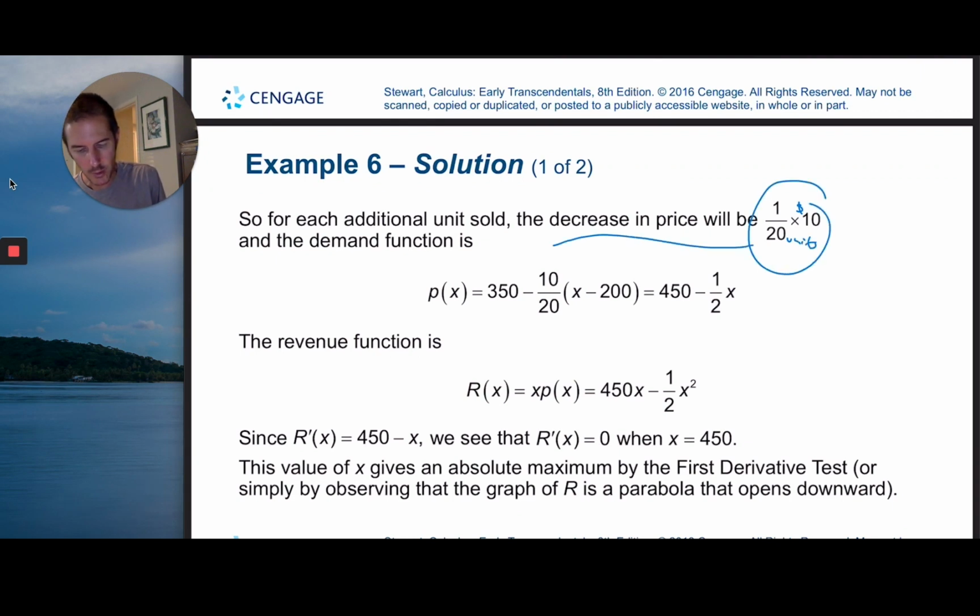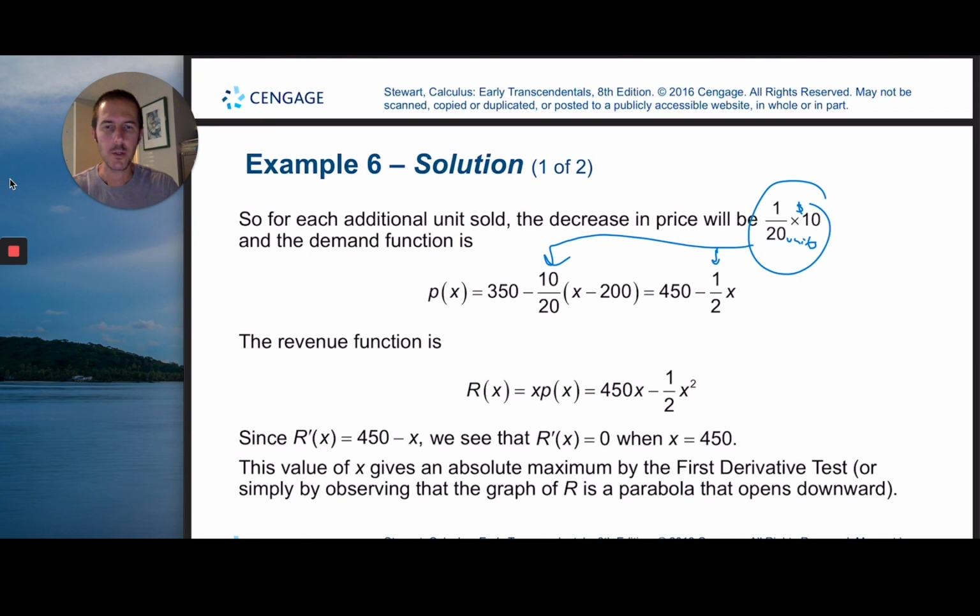This multiplication yields this fraction, which also yields this fraction. So when you see that 1/2 popping up, or really it's a negative 1/2, that's where that's coming from.